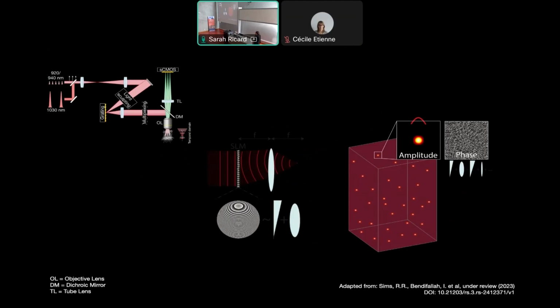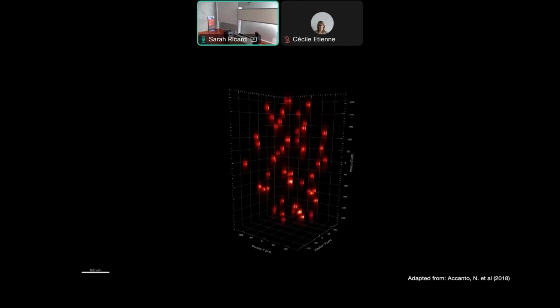So we don't typically want to just record from or perturb the activity of one neuron at a time. We want to perturb multiple. So we perform what's called point cloud holography. And then what we actually end up with on our sample are these arrays of spots. I hope this video will work.